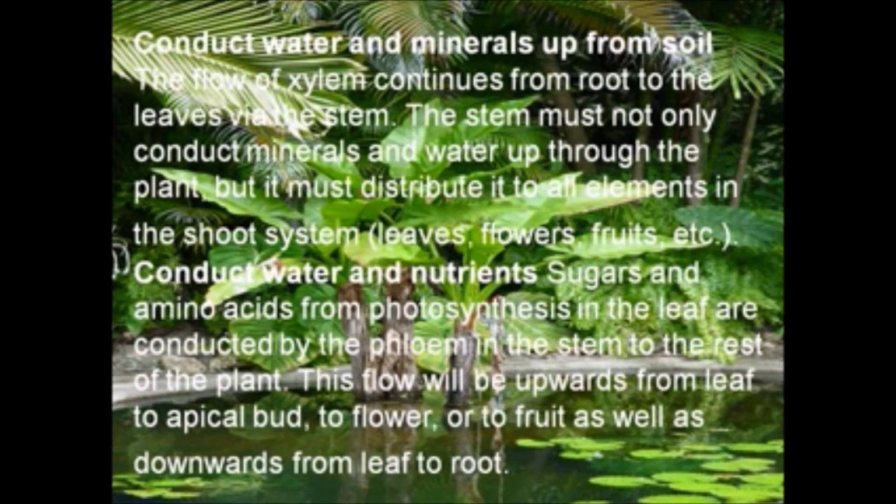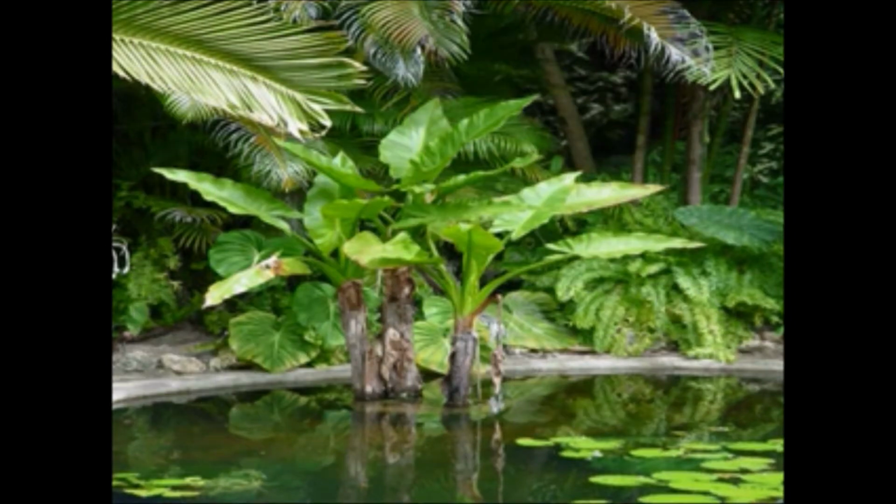Conduct water and minerals up from the soil. The flow of xylem continues from root to the leaves via the stem. The stem must not only conduct minerals and water up through the plant, but it must distribute them to all elements in the shoot system.